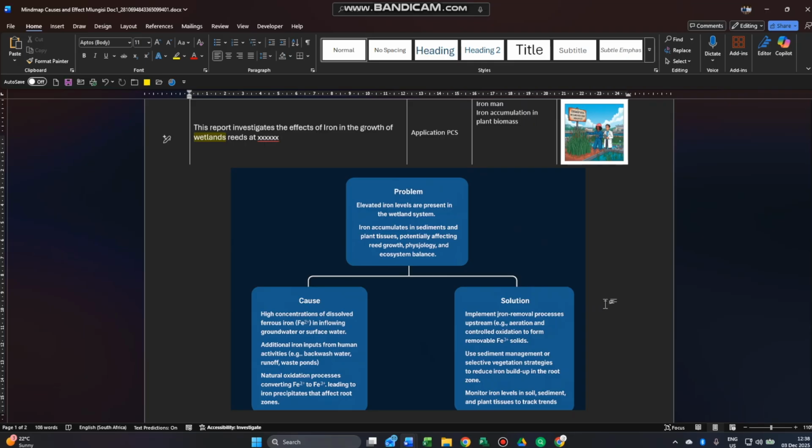Once again, in keeping with the earlier disclaimer, we ask AI for the broad sketches, we should write it ourselves. So the problem is elevated iron levels present in the wetland system. Iron accumulates in sediments and plant tissues, potentially affecting reed growth, physiology, and ecosystem balance. The causes include those 3 causes, and the solutions include those 3 solutions. So the whole task then for the report writer is to unpack that mind map.